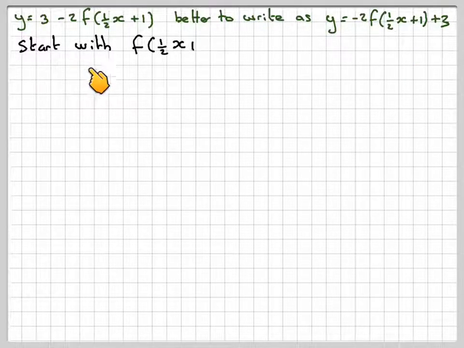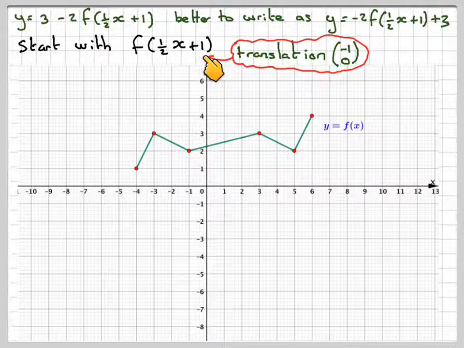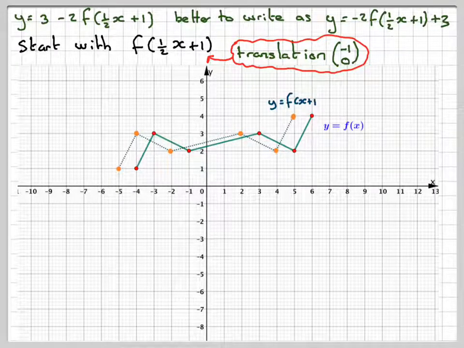So start with f of a half x plus 1. Now you have to do these in the right order. So it's a translation, first of all, minus 1, 0. So that point will go there. This point will go here. This point will go here. This point will go here. And this point will go here. And this point will go here. If we join those up in the same fashion, this is y is equal to f of x plus 1.